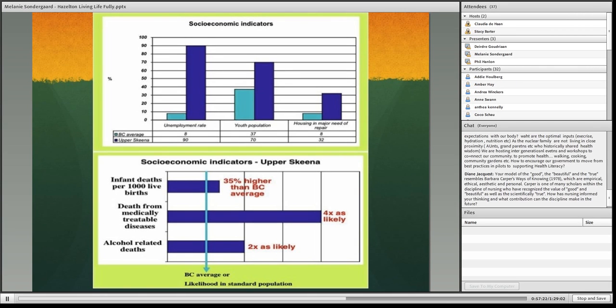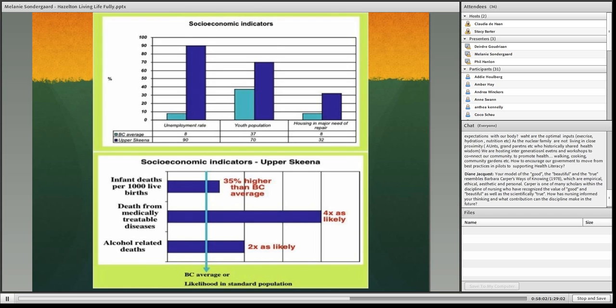You can look at some of the other stats that I think inform our conversation here. Housing in need of major repair. The infant deaths per 1,000 live births is about 35% higher than the BC average. Death from medically treatable diseases is about 4 times as likely, and alcohol-related deaths about 2 times as likely. So this is the context in which we started the Living Life Fully project. The project was looking at healthy body weights with youth, but we knew we were looking at a much bigger journey, trying to create healthy conditions for healthy body weights, and also healthy living in general.